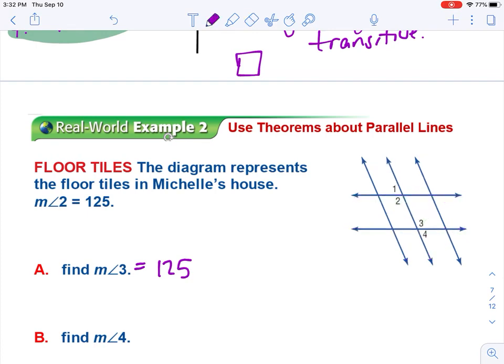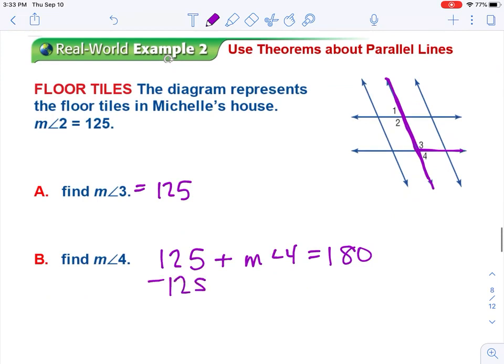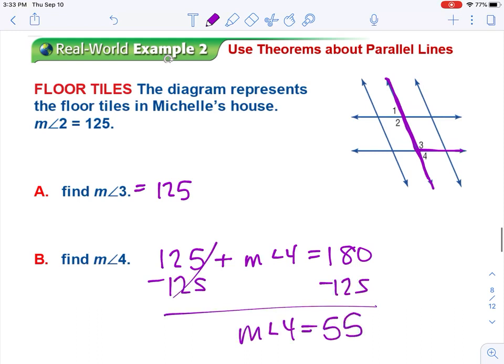Okay, so we can't find the measure of angle 4 from angle 2. They don't have any angle pair specialness. But I do notice that angle 3 and angle 4 make up a straight line. So I can say 125, the measure of angle 3, plus the measure of angle 4, must equal 180. Solve. So the measure of angle 4 equals 55.